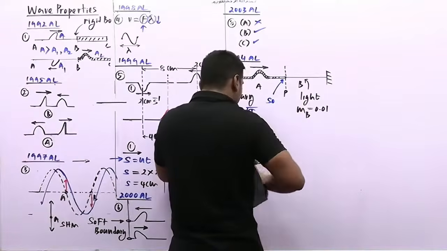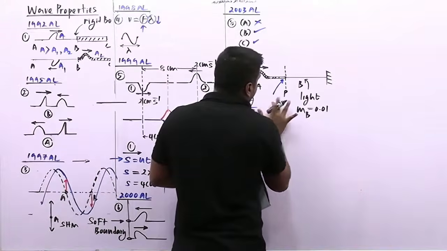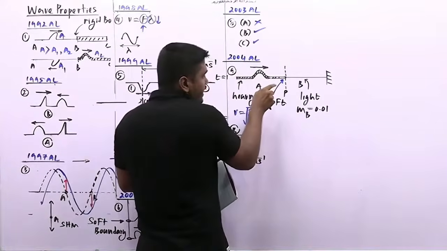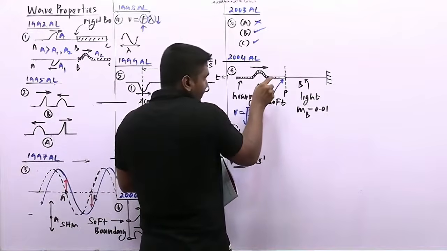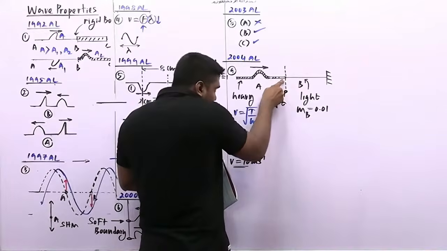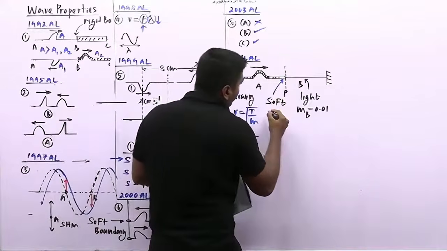If it is a soft boundary, we all know that there won't be any inversion. The reflected wave pulse won't be inverted. Soft boundary.